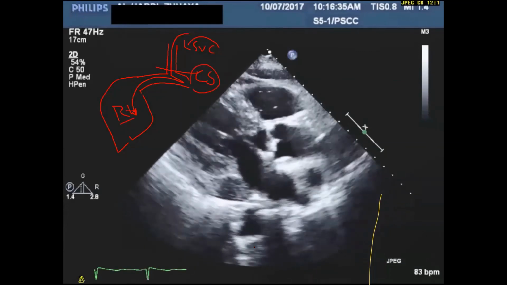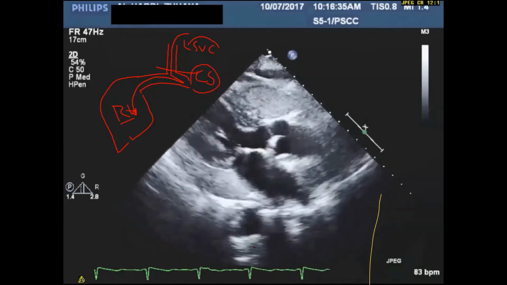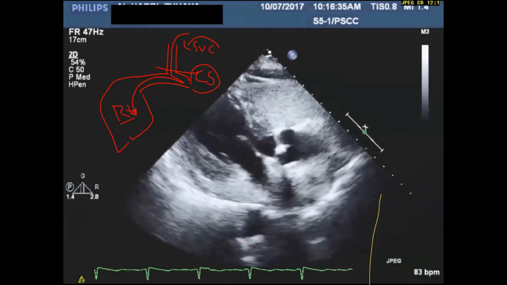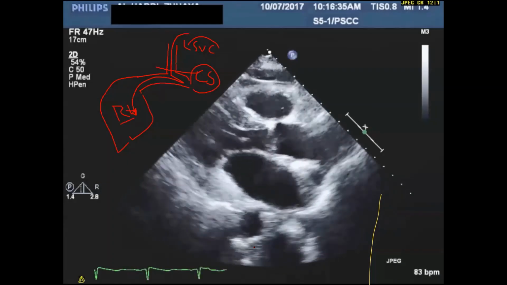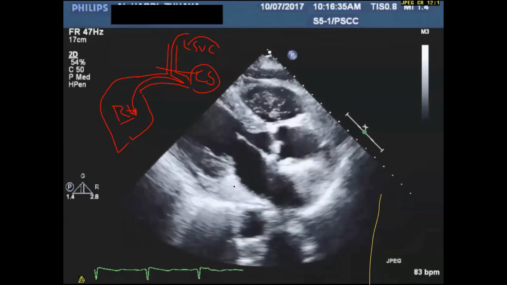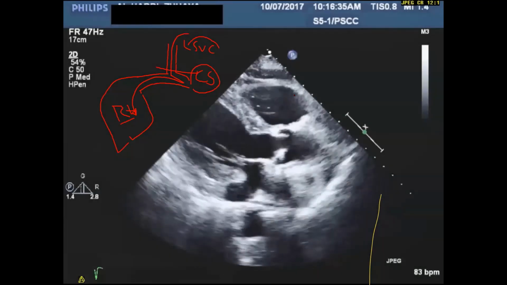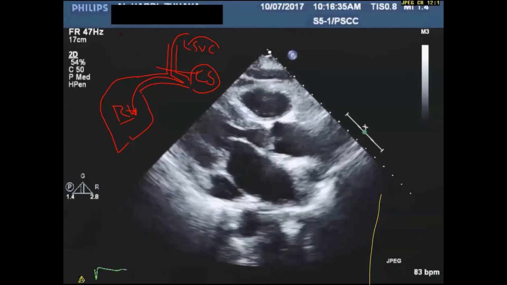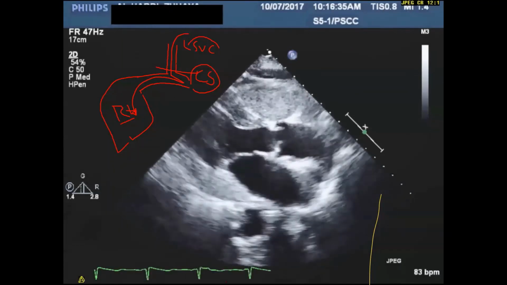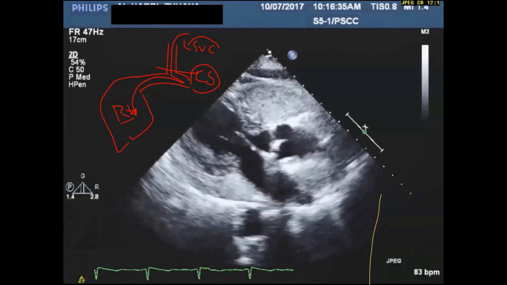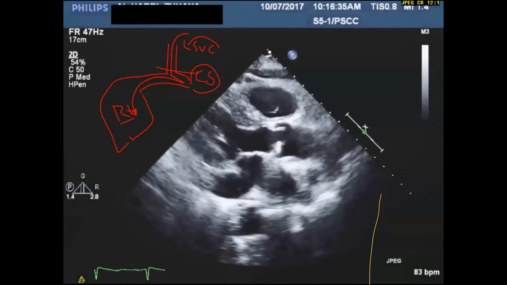Look at it again. Okay? Agree? So the bubbles fill the coronary sinus before it fills the right side. And this is persistent left SVC. If I don't have persistent left SVC, how will the bubble dynamics be?